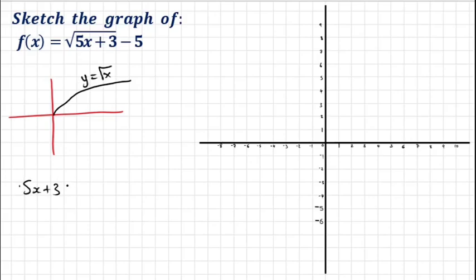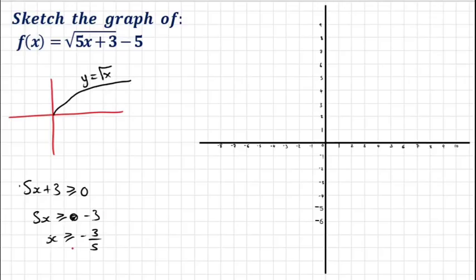So the domain should be greater or equal to 0. So this means that 5x plus 3 is greater or equal to 0. Sorry, this is now 5x greater or equal to negative 3. So x is greater or equal to negative 3 over 5. Okay, so 3 over 5, this is something like 0.6.